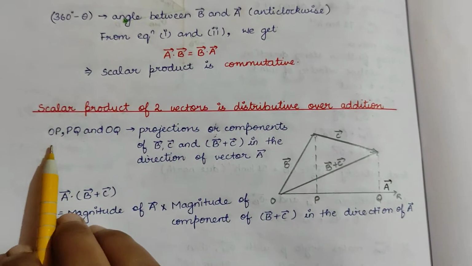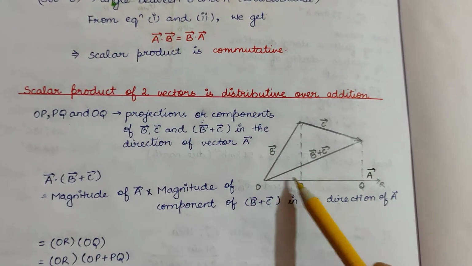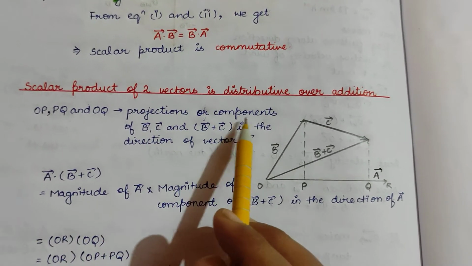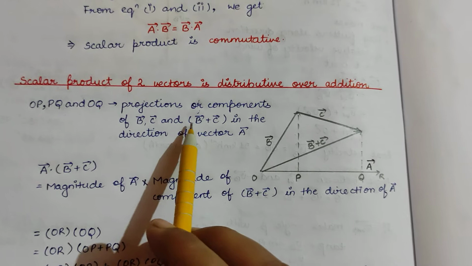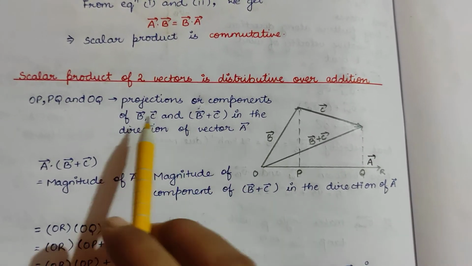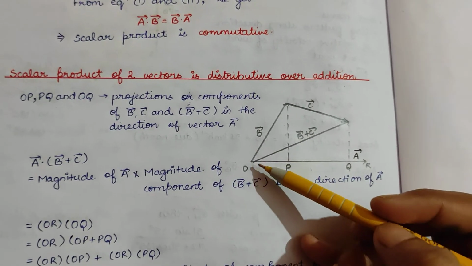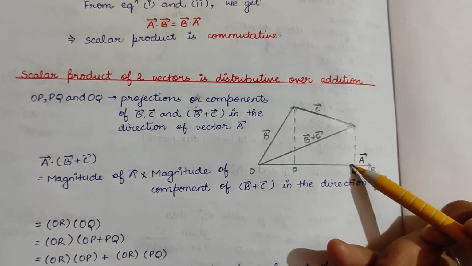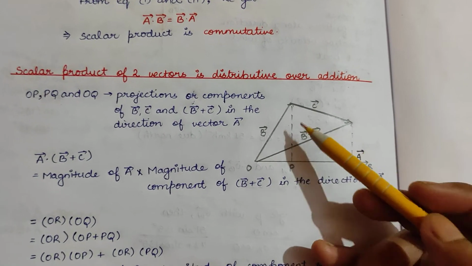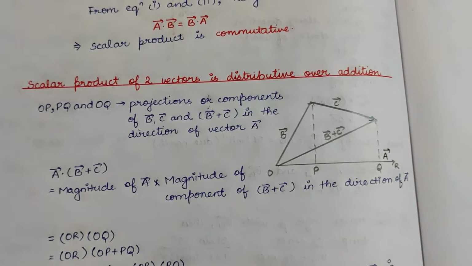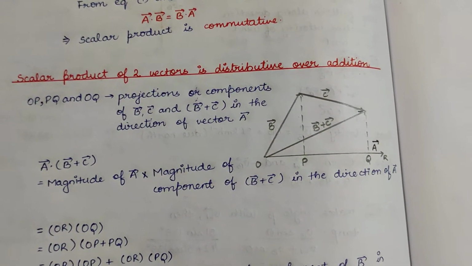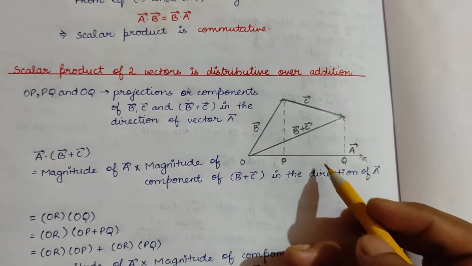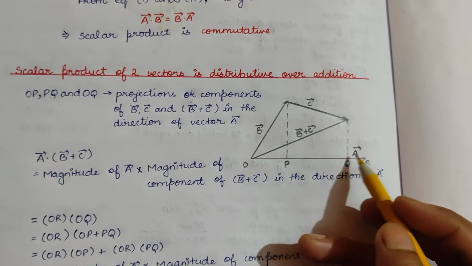Now OP, PQ and OQ show the projections or components of vector B, vector C and vector B plus vector C in the direction of vector A. So OQ is the projection of vector B plus vector C in direction of vector A, OP is the projection of vector B in the direction of vector A, and PQ is the projection of vector C in direction of vector A. What is the direction of vector A? It is like this.